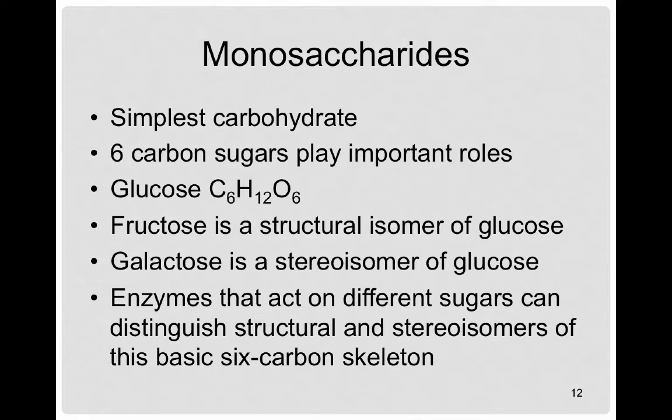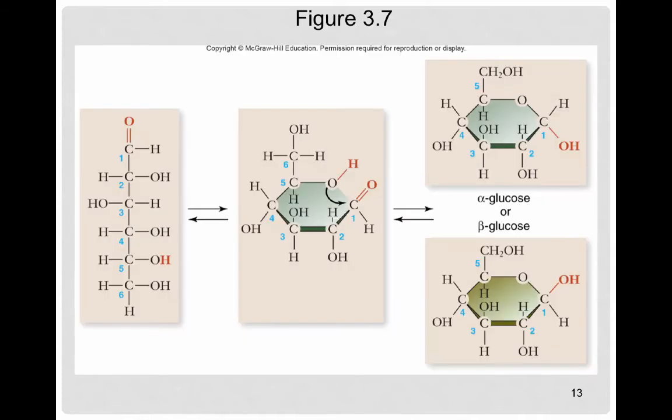So our enzymes are very specific, and their active sites, which are the locations on them that the sugars fit into to be processed, are specific for the structure. And so again, they can differentiate between a structural isomer of fructose and glucose or the stereoisomers of galactose and glucose. You can look here, we can see what structural isomers look like.